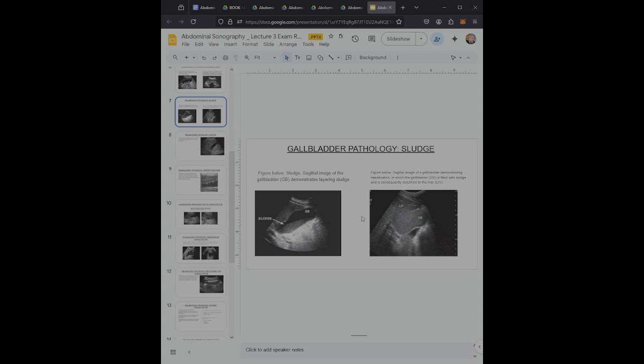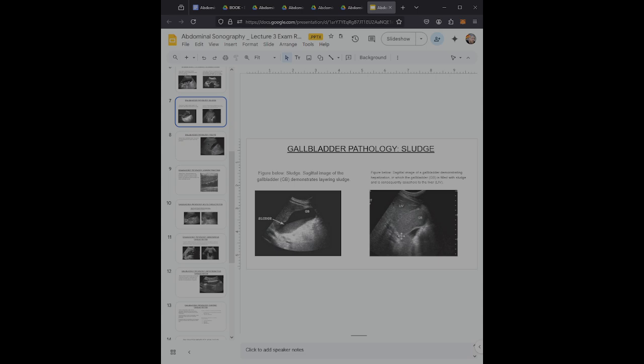Patients can be asymptomatic or have had an extended period of fasting. So sonographically, sludge appears as a collection of low-level, non-shadowing dependent echoes within the gallbladder lumen. A good example is here, in the sagittal image of the gallbladder. It is layering sludge, and there is echogenic bile.